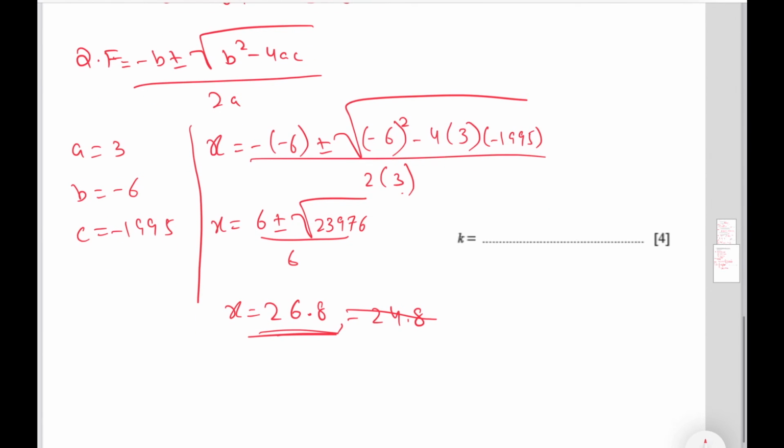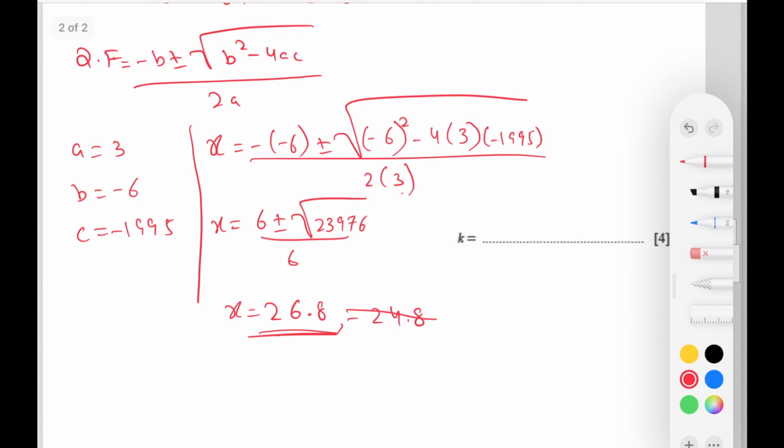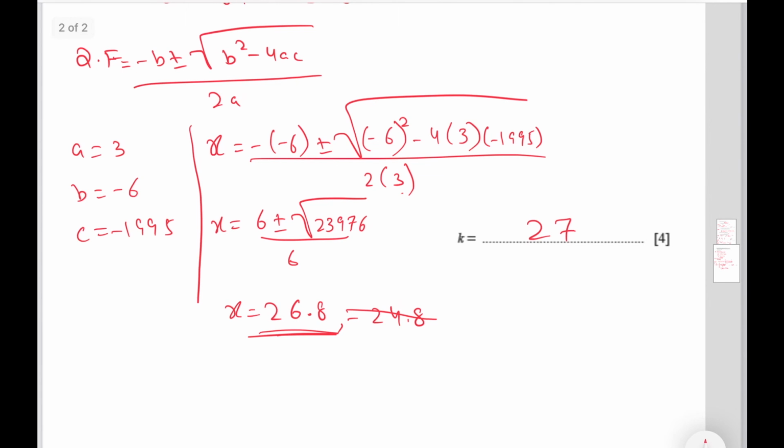Let's write the value over here, 26.8. Or we can say that it is going to be 27, because that's a better way of writing it. So let's write 27 over here as the value of k, and we're done with the question. I hope this question made sense.